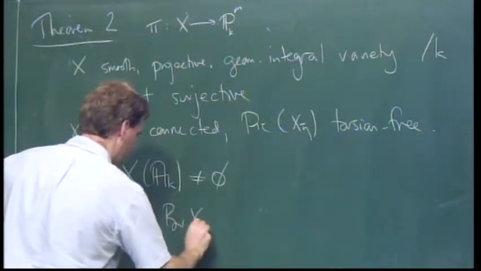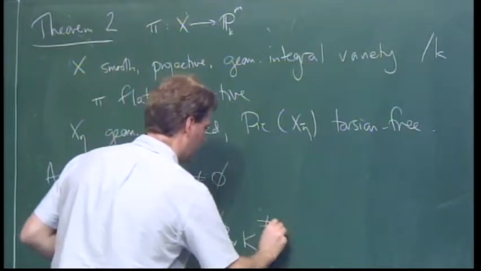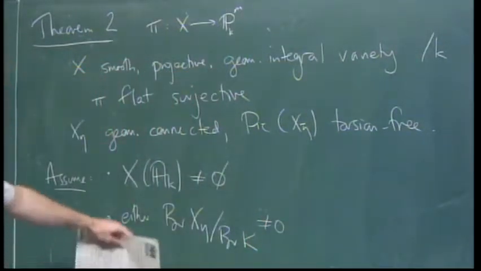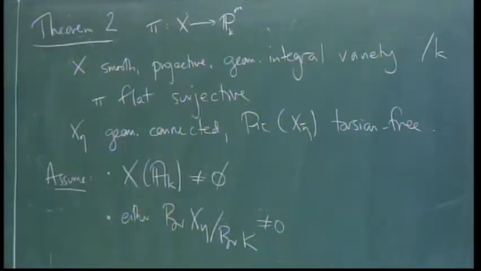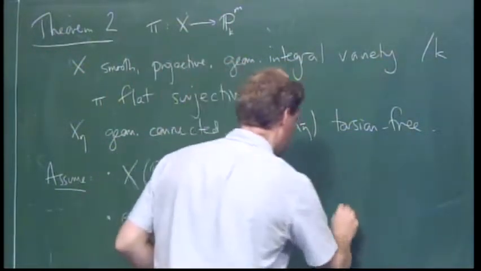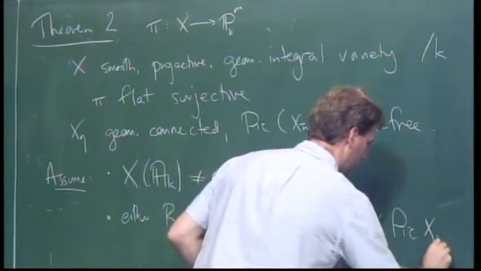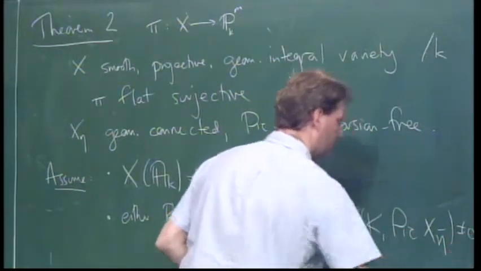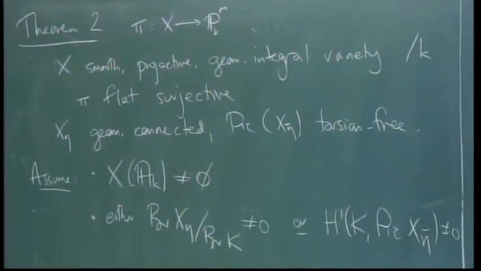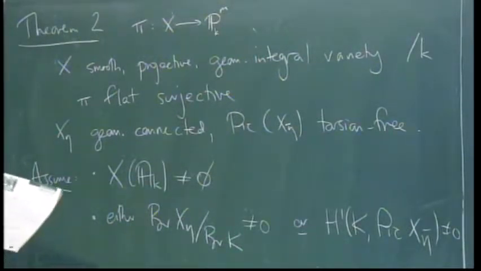Brauer group of X eta modulo Brauer group of capital K is non-zero. That's the case where we have a genuine generic element of the Brauer group. Or this H1: H1 capital K, Pic X eta bar, is non-zero. We can handle either case. So this is going to be the element that gives me an obstruction to weak approximation on fibers.